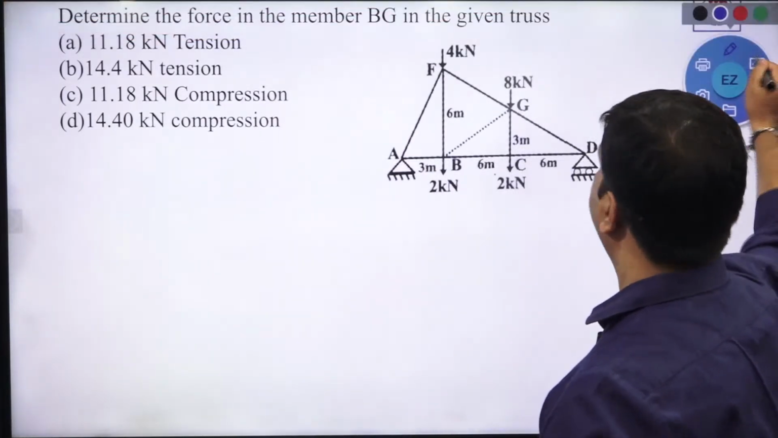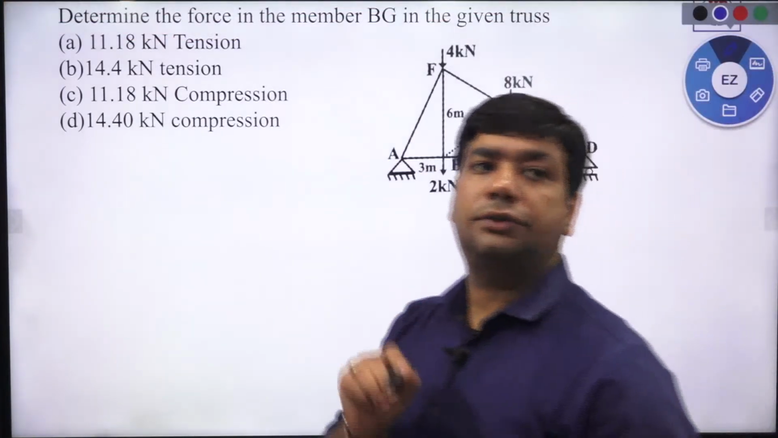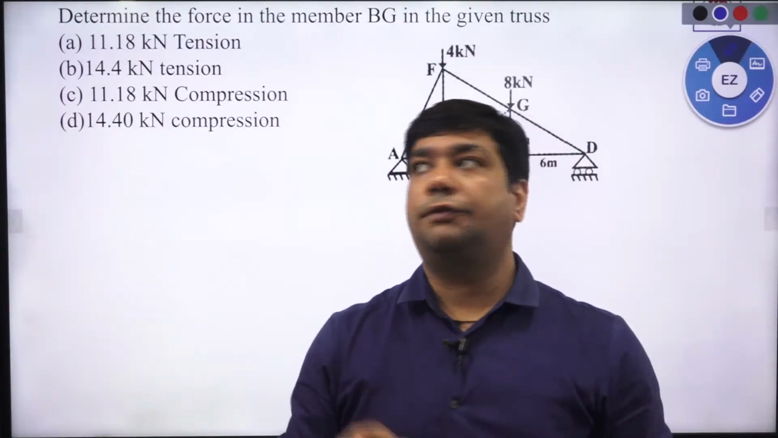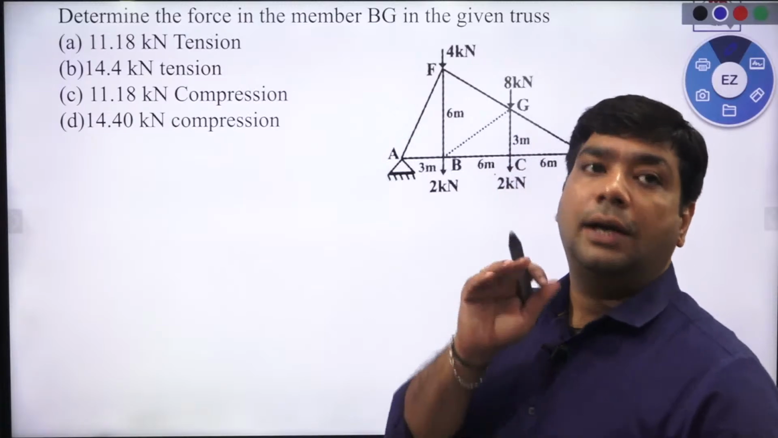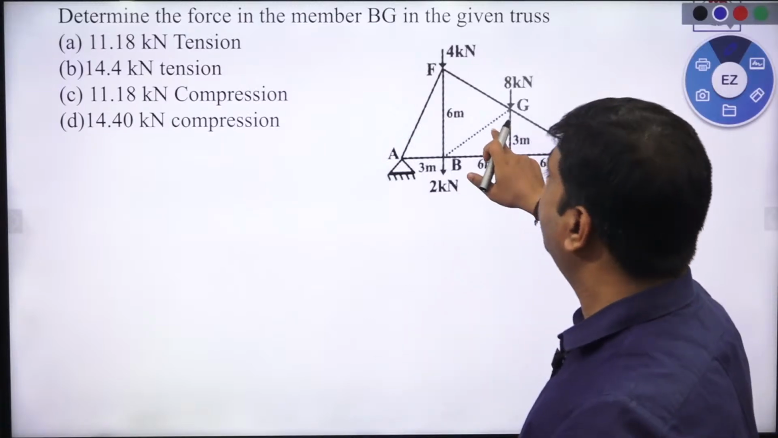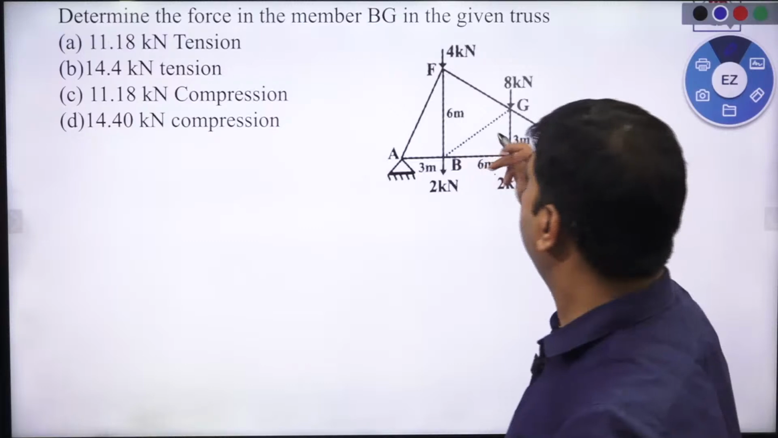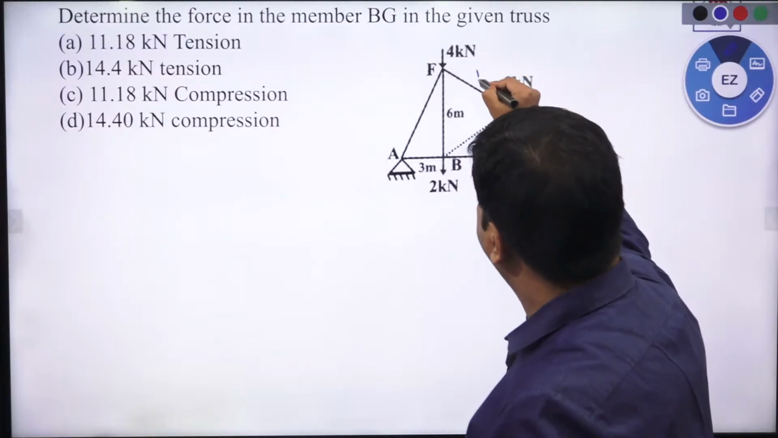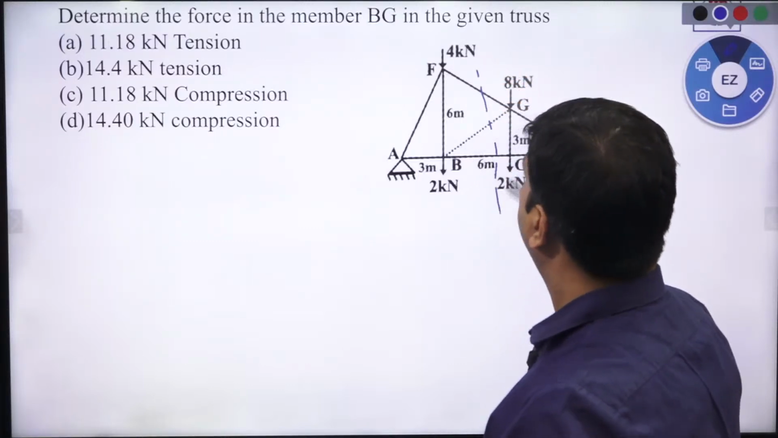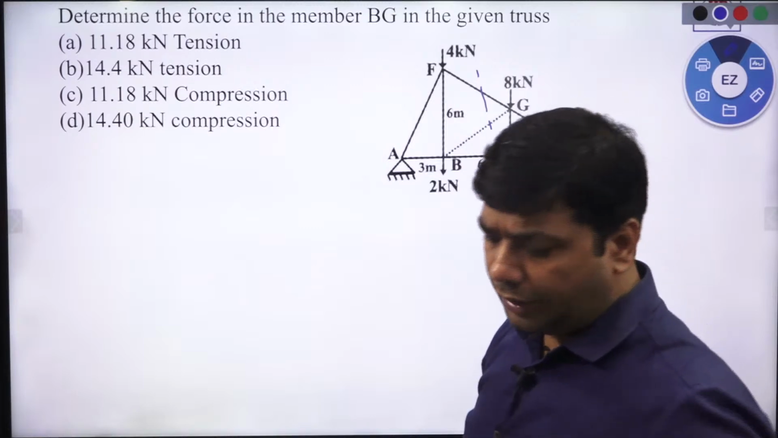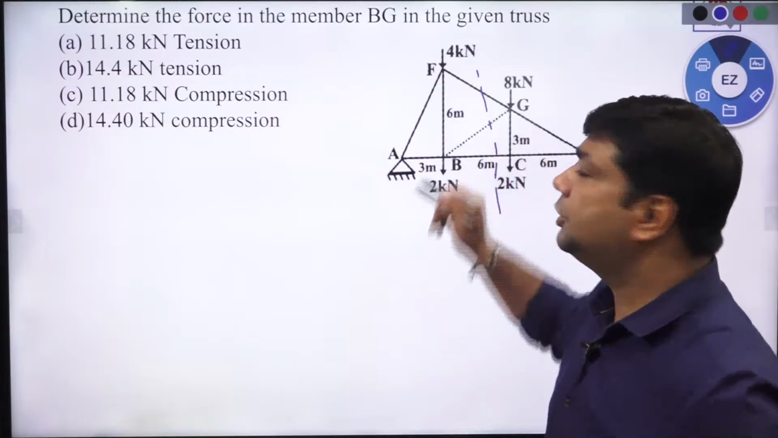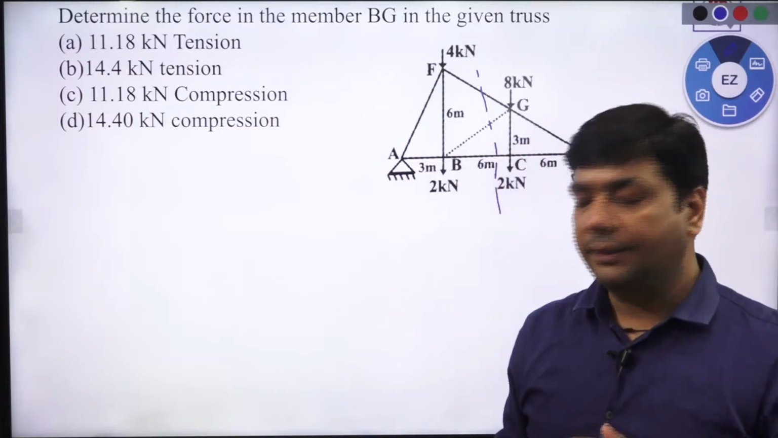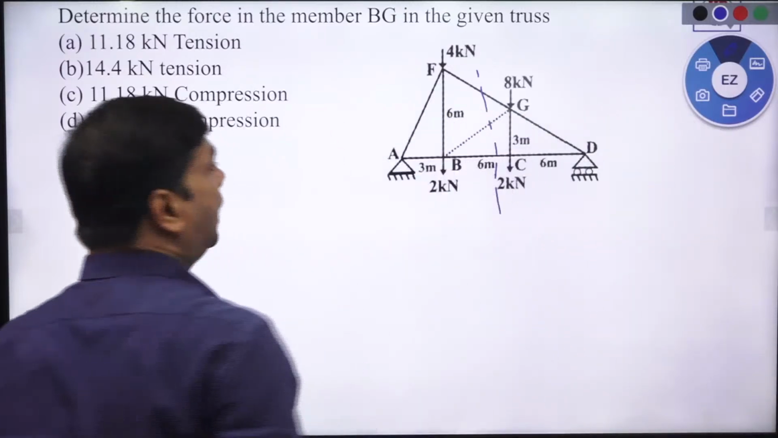So how do we do the method of section? First of all, always cut where you have to find the forces. So you have to find the force along the BG member. Just cut like this, and just cut like this. In the method of section, you can cut anywhere except through a joint, okay? You can't pass through the joint.